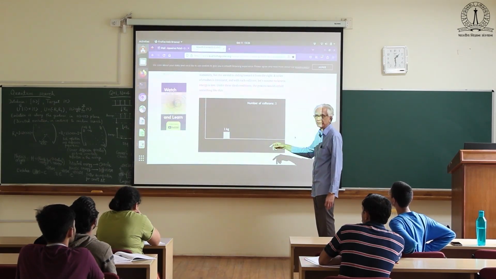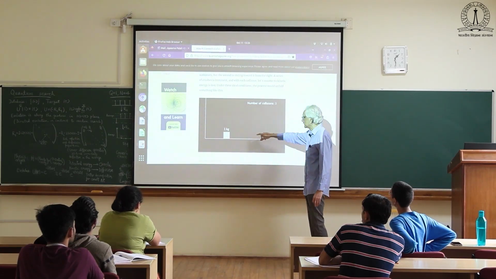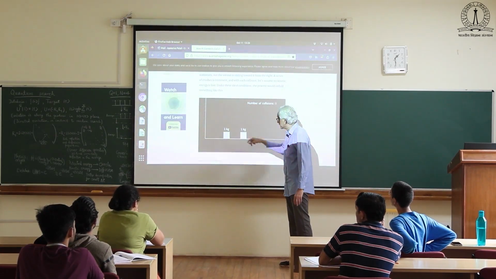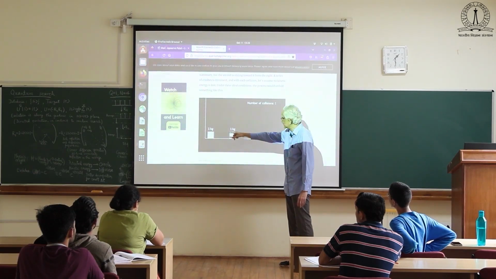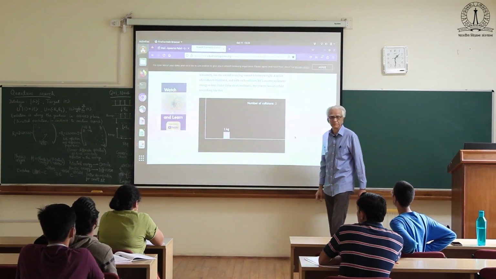It bounced off a few number of times. Number of collisions equal to 3. Some collisions were between the two blocks, 1, 2, and then 3. And the other collision was with the wall.